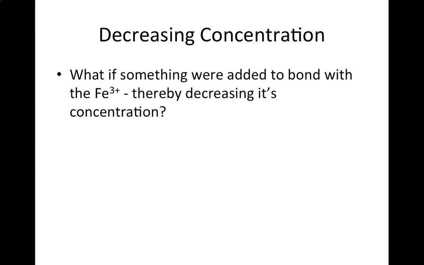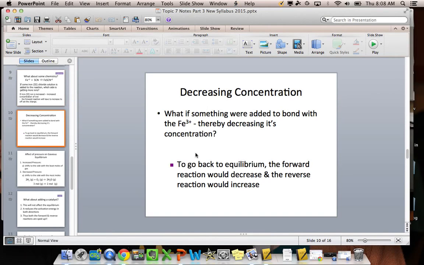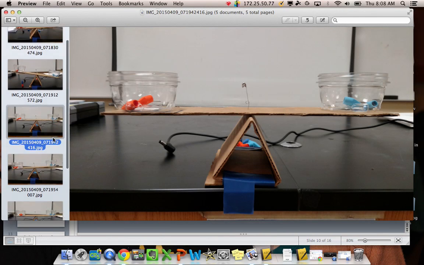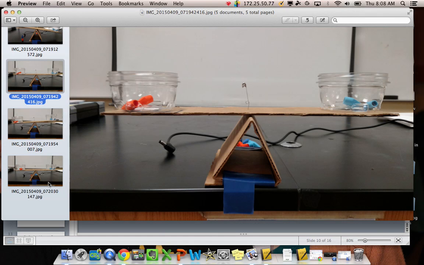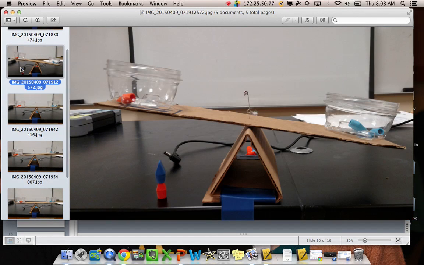If I decrease the concentration, well, you're probably thinking, how on earth am I going to do that? You're actually going to do that by introducing something new into the system. So let's say I add something that's going to bond to the iron 3+, thereby decreasing its concentration. So let's look back at our pictures. And what I have done now, there we go. I added a new compound that bonded to one of my irons, and so it took it out. I removed some of the iron 3+ ions.